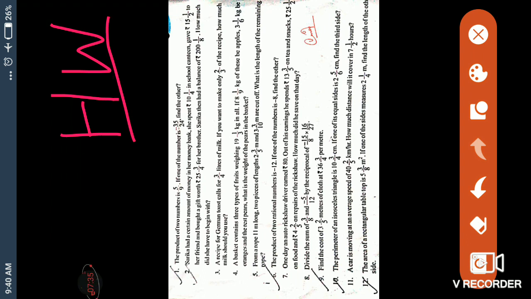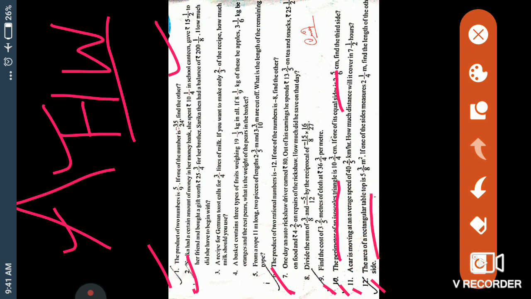This is the homework for you. Only take the questions you have to solve: first, second, 6, 9, 10 and 12. According to the first question you can solve this one, and with the help of the last question you can solve that one. This is also with the help of the first example. This is a unitary method question.